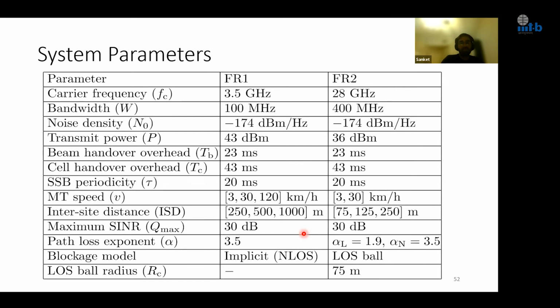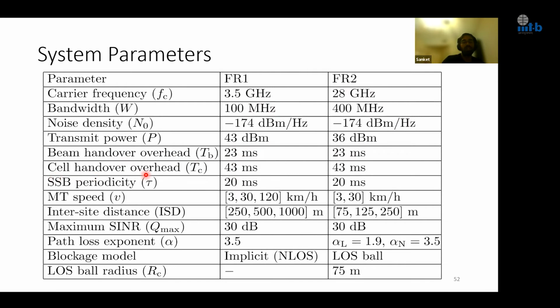These are the system parameters. FR1 is sub-6, with frequency 3.5 gigahertz, and FR2 is the millimeter wave, at 26 gigahertz. And the bandwidth is 100 megahertz and 400 megahertz. These numbers were obtained by Nokia Bell Labs through their field experiments. Each beam handover leads to about 23 milliseconds of communication interruption.